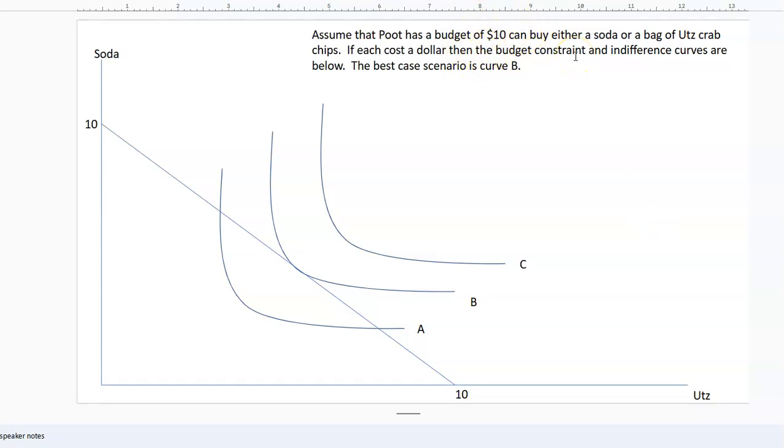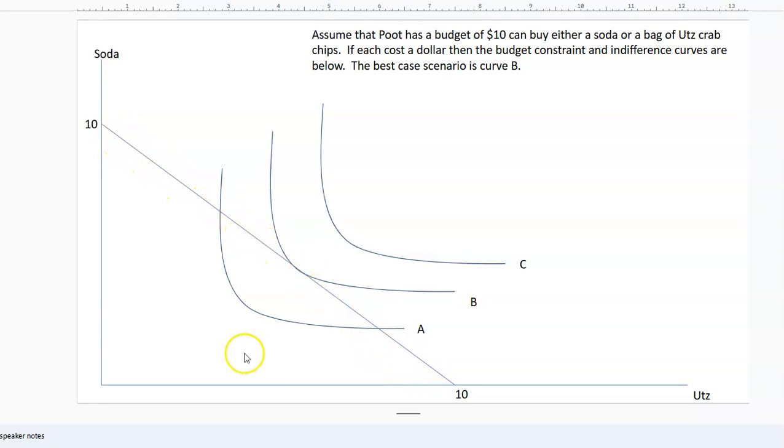Let's assume he has a budget of $10. So he has $10 he can spend. He can spend that money on either soda or he can spend that money on potato chips. Each of those items costs $1. So if all he did was buy soda, he could get 10 cans. If all he did was get potato chips, he could get 10 bags, or any combination that is on the budget line.